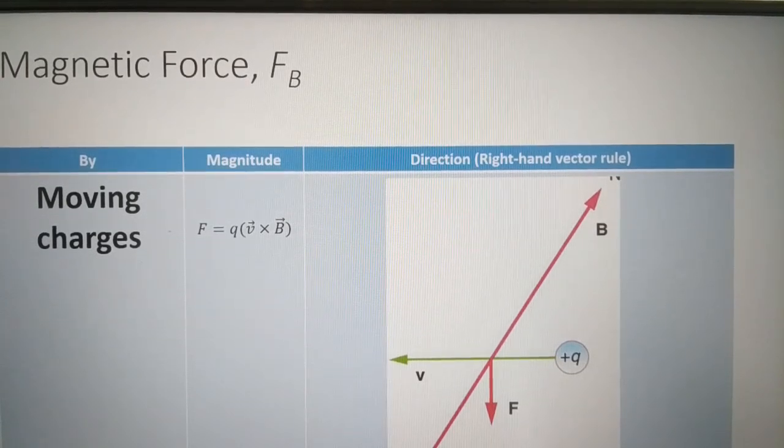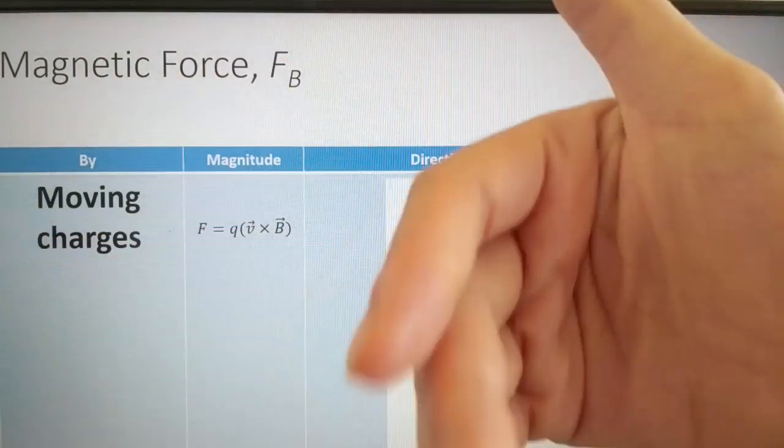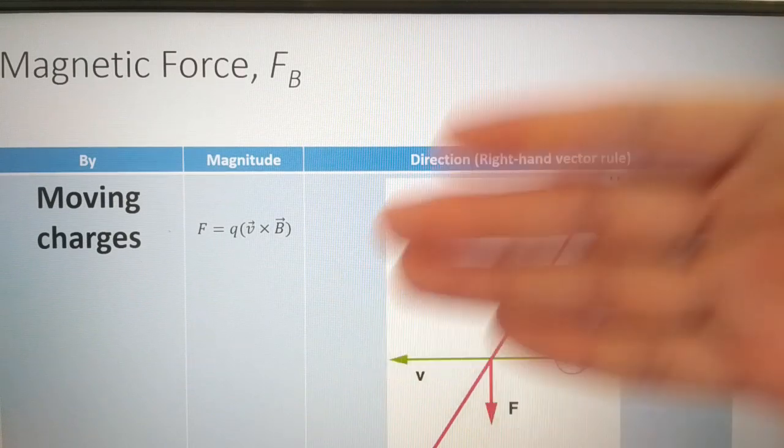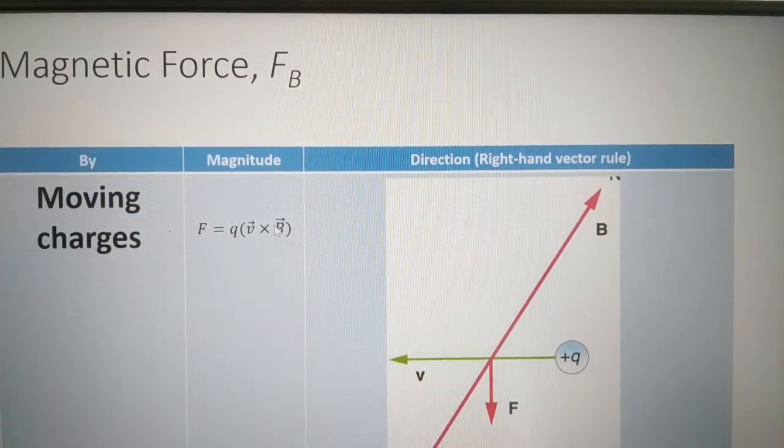Here is an example. I have a positive charge, and this positive charge is moving in this direction with a velocity v. It is moving inside the magnetic field. This is the direction of the magnetic field, so it will experience magnetic force. What is the direction of the magnetic force? Use your right hand vector rule. How do we use it? Remember this: v cross B will produce F.